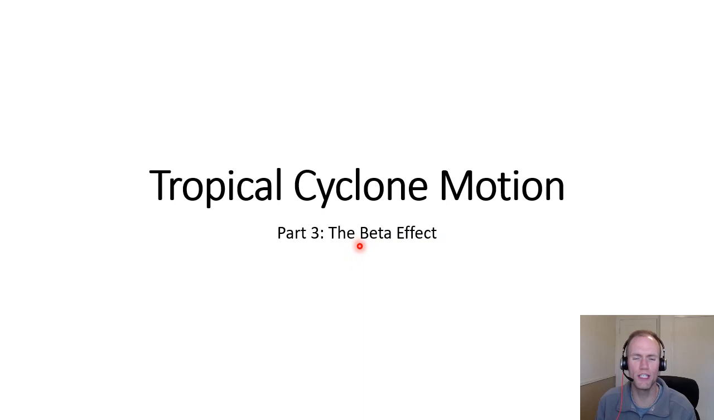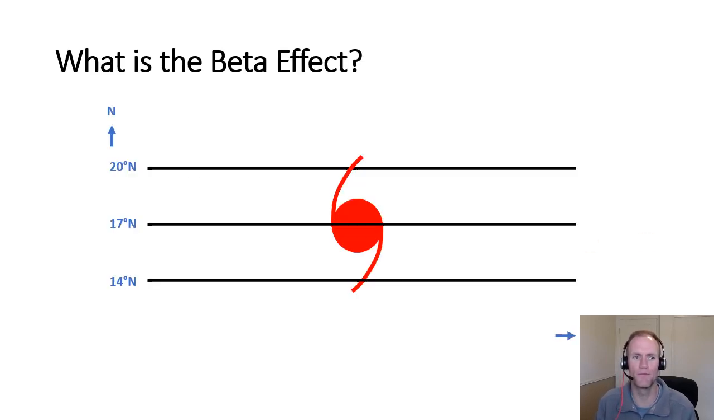In this video, we're going to introduce this concept of the beta effect. What is beta? What is its effect? And how does it contribute to tropical cyclone motion? So let's dig in. Hurricanes or tropical cyclones more generally don't exist in a vacuum.